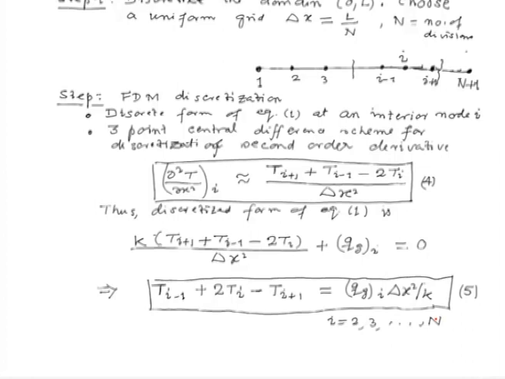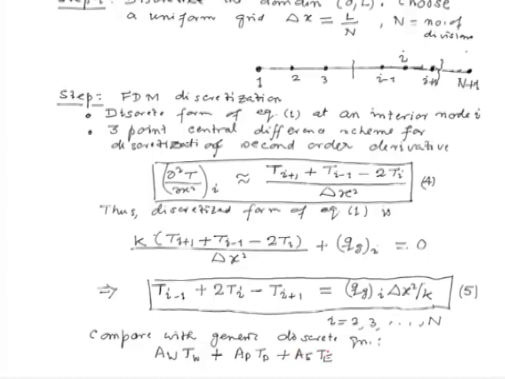Now, let us compare it with the generic equation which we wrote earlier, generic discrete equation, which we had written as AW TW plus AP TP plus AE TE is equal to QP.